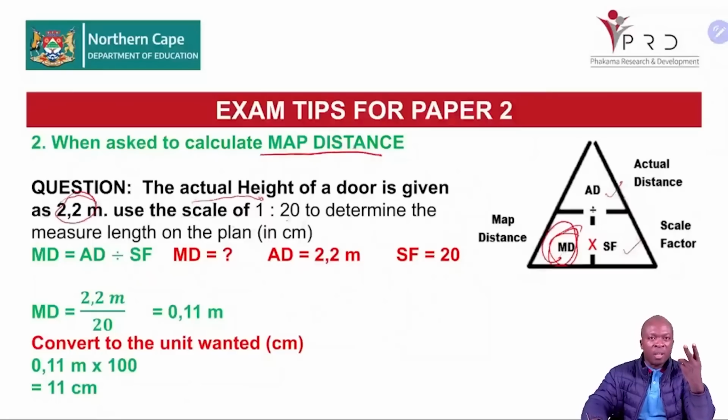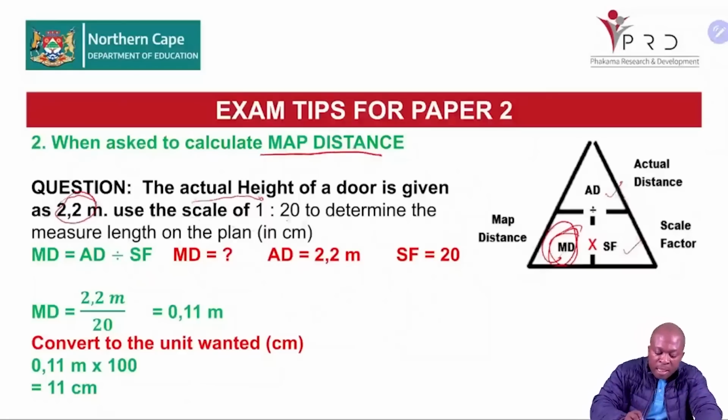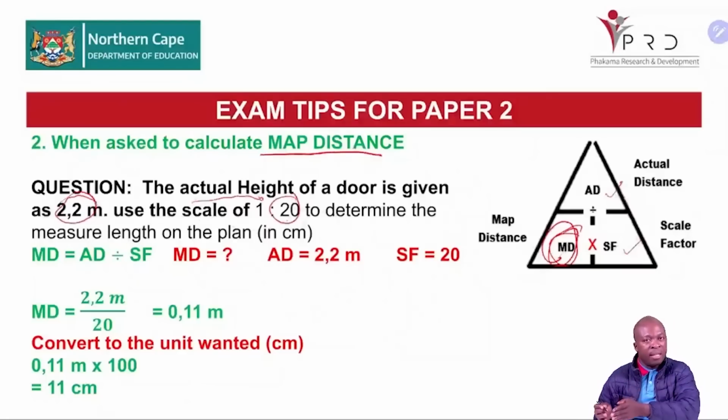So we have the two values that we need. What are they? 2.2 meters, which is the AD. Then what's our scale factor? 20. Remember, the scale factor is the value on your right side, as long as the one on the left is the number 1. So our scale factor is 20. So what do we do? MD is going to be equal to AD divided by SF. What's my AD? 2.2 divided by SF. Don't try to swap the numbers around. Write them the way the formula is so that you get all your marks.